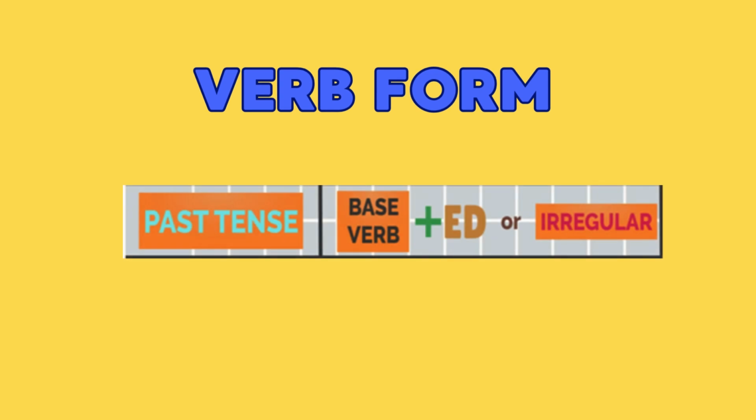In the past simple tense, we use the past tense form. To form it, we just add ed to the base verb. But some verbs are irregular in the past tense.